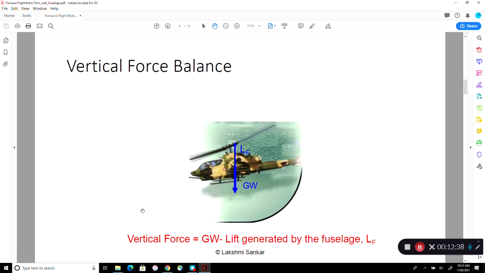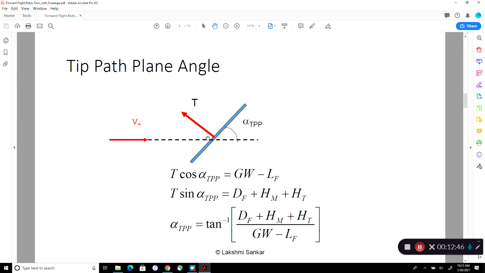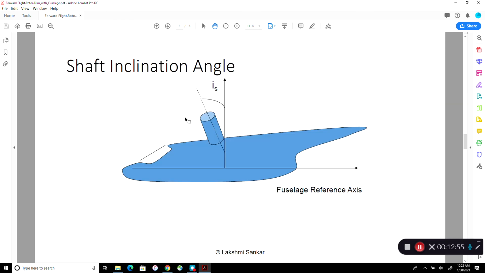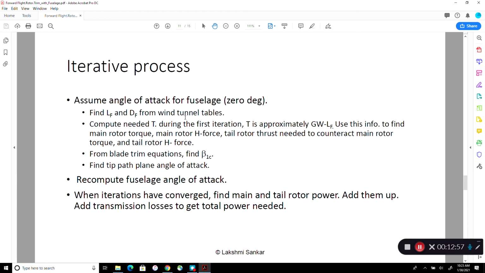And since we have the lift generated by the fuselage from a table lookup, we get a first guess of the vertical force. Therefore, we get a first guess of the thrust. So we know the vertical force we need to generate, the propulsive force we need to generate. We generate the thrust. Okay. So that's the first thing you do: compute the needed thrust. So thrust is approximately GW minus LF, even crudely, because you have looked at the LF here.